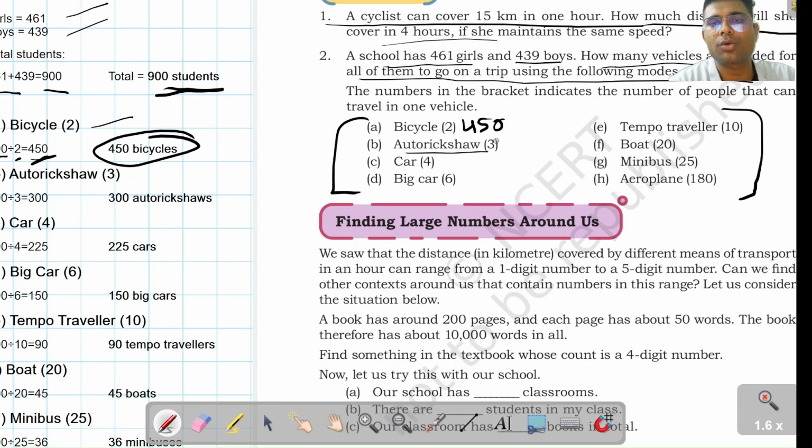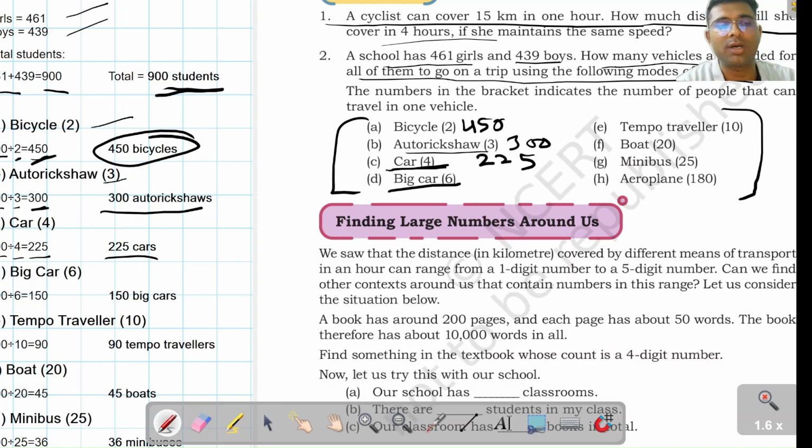Coming to next, auto rickshaw बच्चों, in an auto rickshaw 3 students can sit. So total students divided by students that can sit in one auto rickshaw, we are getting 300. So 300 auto rickshaws will be needed for 900 students. Now if they are going in a car, in one car 4 students can sit. So 900 divided by 4 is 225. So 225 cars will be needed.